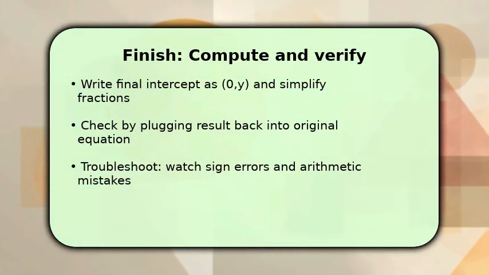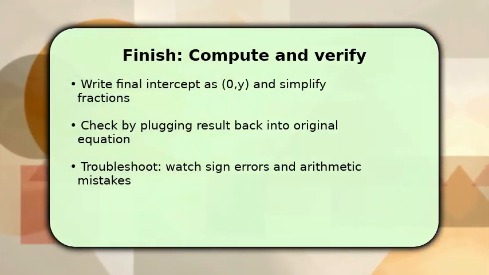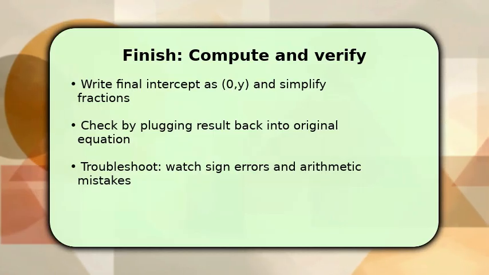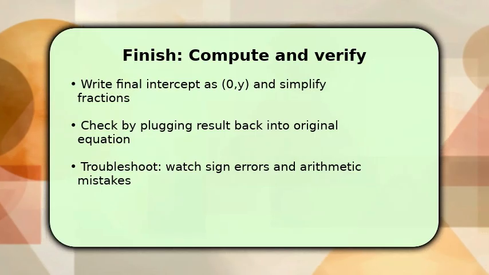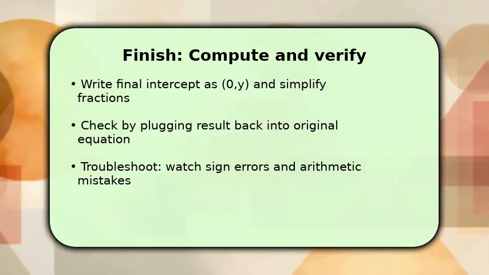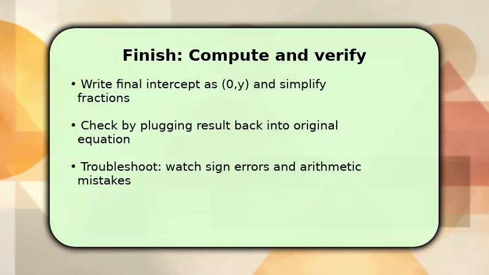You finish by simplifying the computed y value and expressing the intercept as the ordered pair (0, y). Once computed, verify by substituting x equals 0 and your y back into the original equation to confirm both sides match. If fractions appear, reduce them, and if necessary, convert improper fractions to mixed numbers only for clarity.